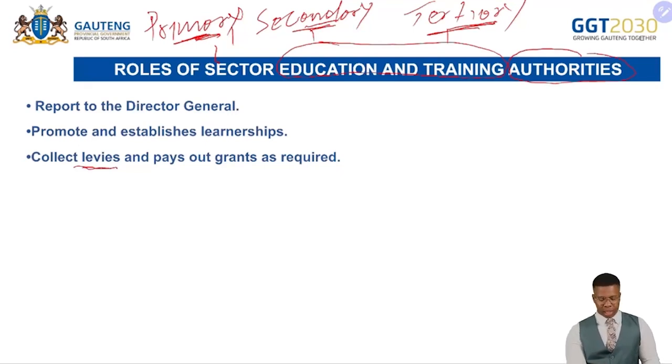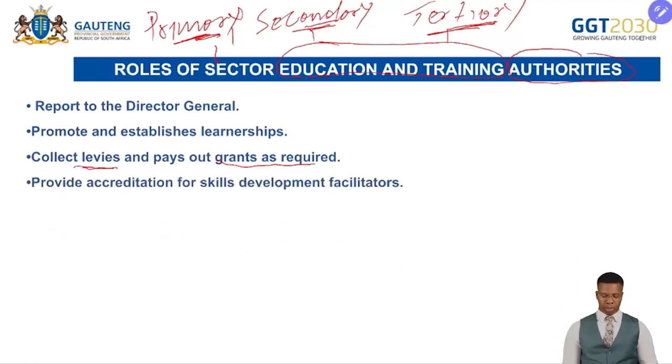So they have to collect the levies and pay out grants as required. So they collect levies, and then when the business needs to train their employees, the business would go to the sector education and training authorities and say, now we are looking for the grant, we want to train our workers, and then they would allocate the grant to that particular business.